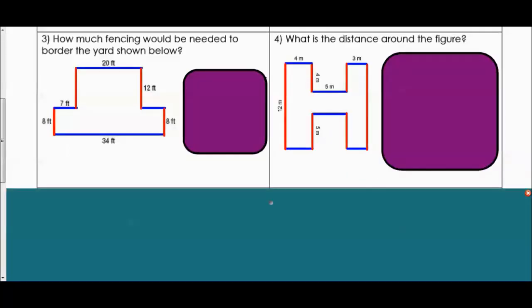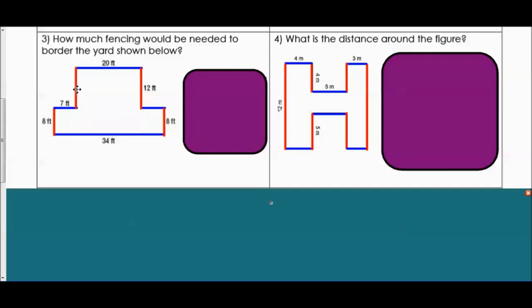All right, number 3 is saying how much fencing would we need to border the yard shown below. So this is supposed to be a yard of some kind, and we're trying to put a fence around the outside of it. If we're talking about the border, or if we're talking about fencing in general, really, that's got to be the outside of the shape. It's talking about going around the outside of this yard. So we're going to add up all of these red and blue sides.